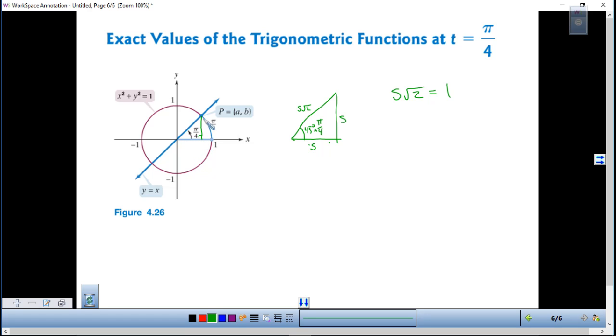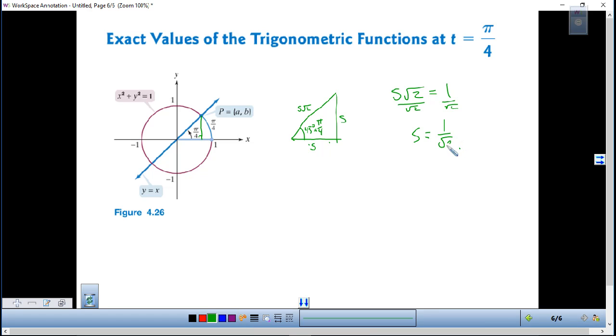So this is s, and this is s root 2. Well, we know that this is a unit circle, and by the unit circle we know that this has a radius of 1, so our s times the square root of 2 side equals 1. So to find what s is, we're just going to divide both sides by the square root of 2. So s equals 1 over the square root of 2.